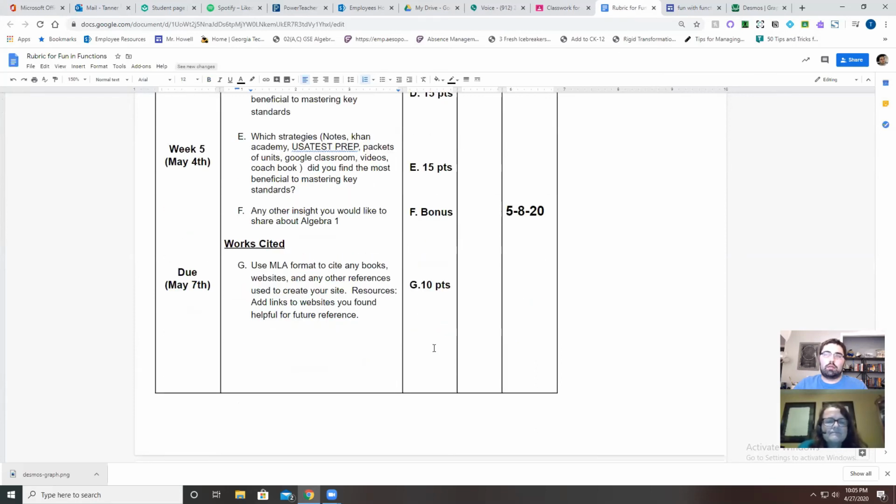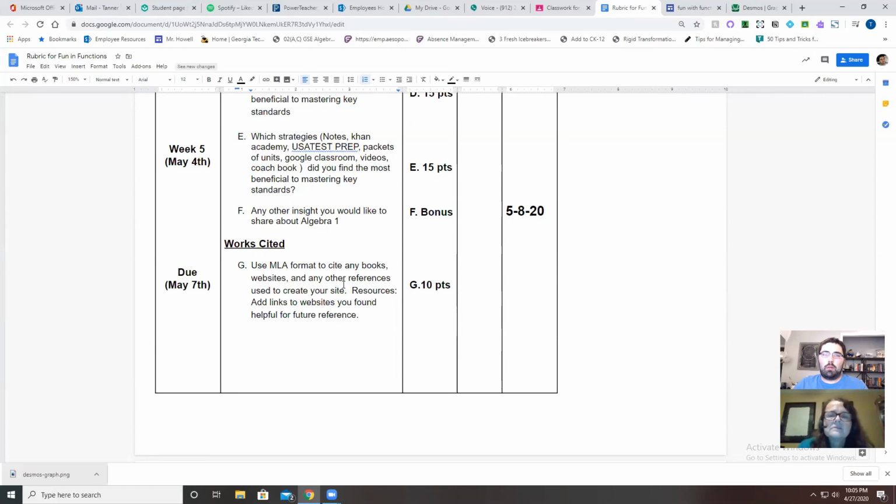Works cited. You can't steal people's ideas. So any resources that you used, you need to actually cite them. If you use the coach book, you should put the coach book down. Or if you use other websites, you do that. If you use something like Desmos, you actually don't have to, because if you embed it, it literally says on there that it's from Desmos, like it cites itself. But if you just find a random picture from somewhere, really, you're supposed to be citing those. So just make sure you put some citations on there.